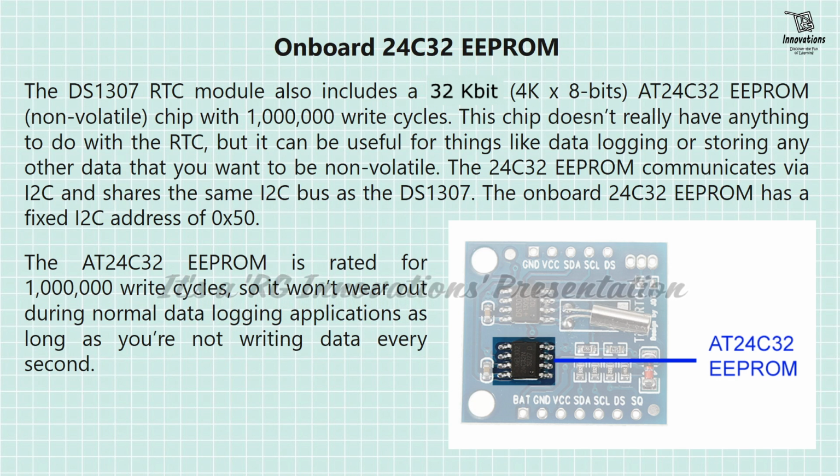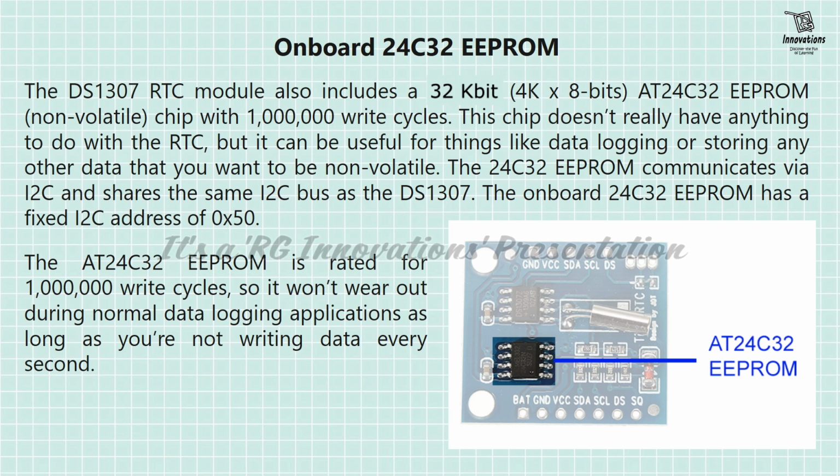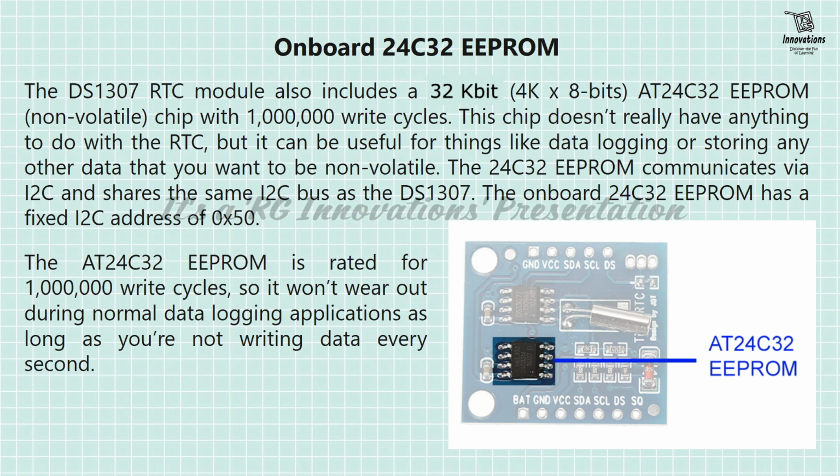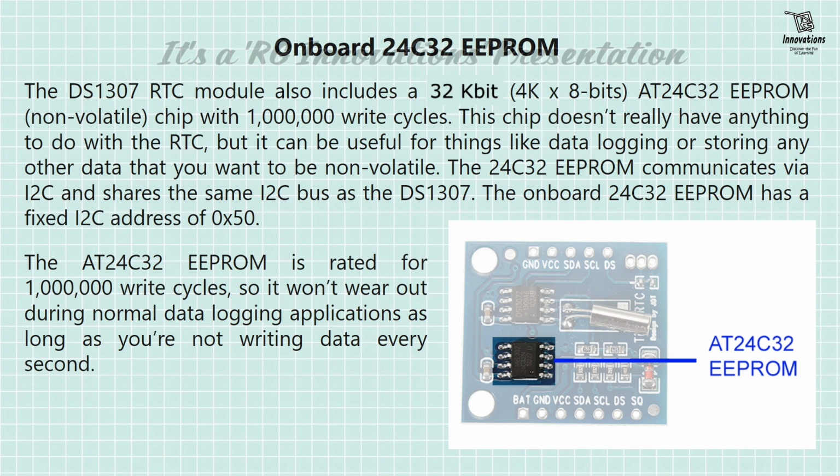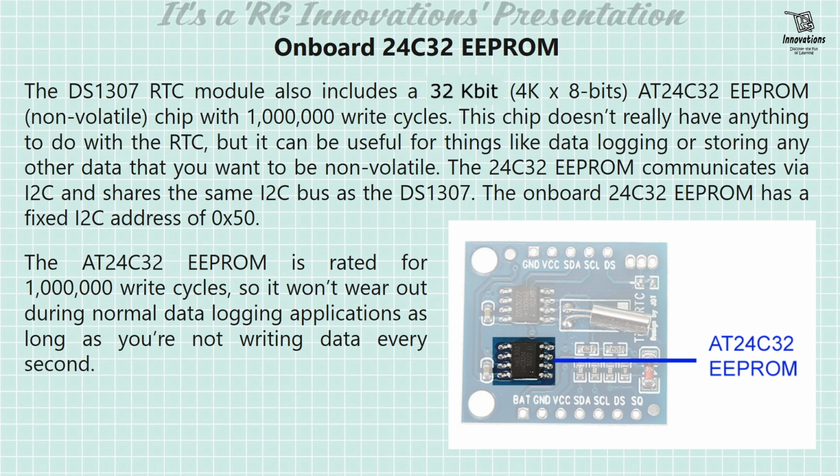The DS1307 RTC module also includes a 32 kilobit, that is 4K x 8 bits, 24C32 EEPROM non-volatile chip with about 1 million write cycles. This chip doesn't really have anything to do with the RTC, but it can be useful for things like data logging or storing any other data that you want to be non-volatile.